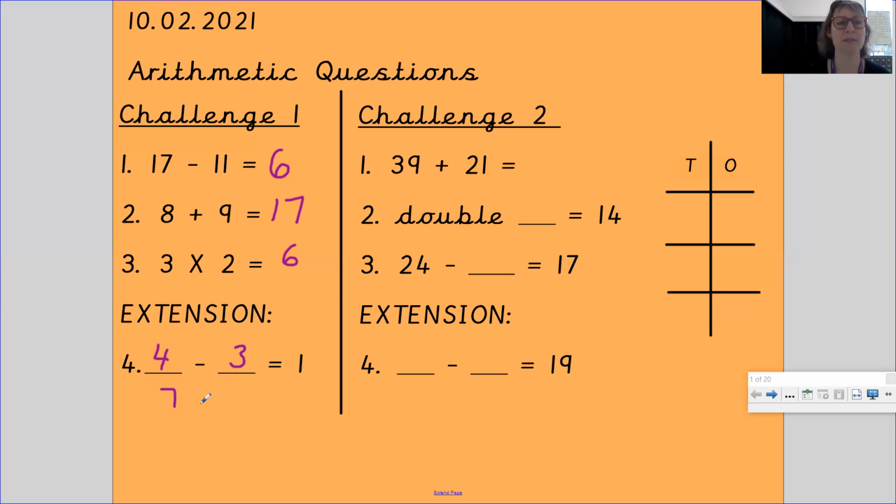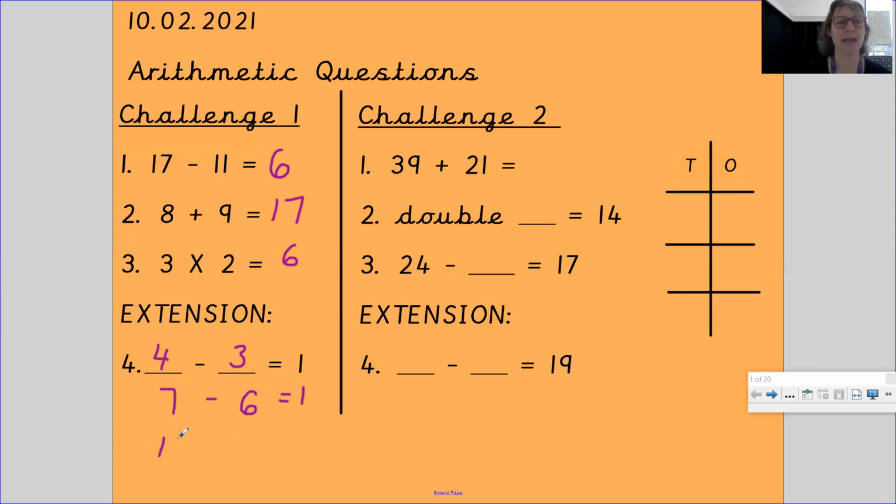Let's do 7. 7 take away something equals 1. So there's my 7 fingers. I'm going to leave this one. That's the one I want left up. So I've got to take away 1, 2, 3, 4, 5, 6.